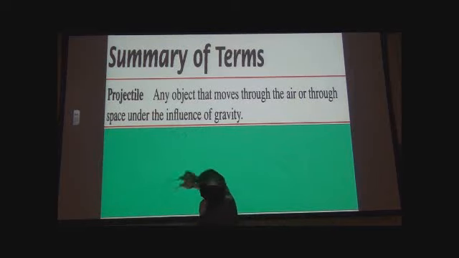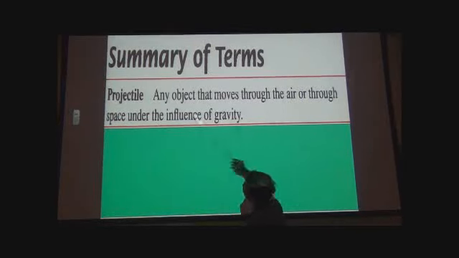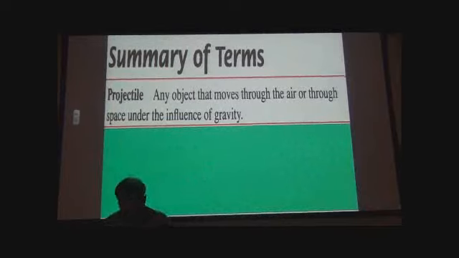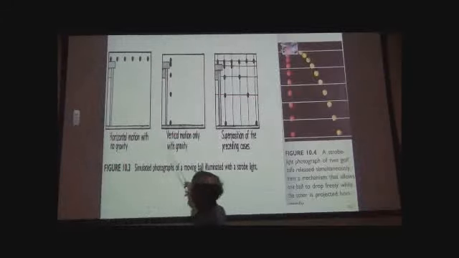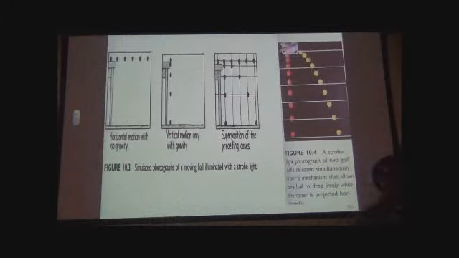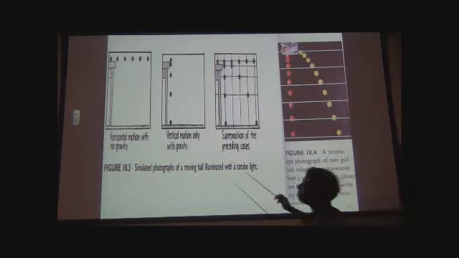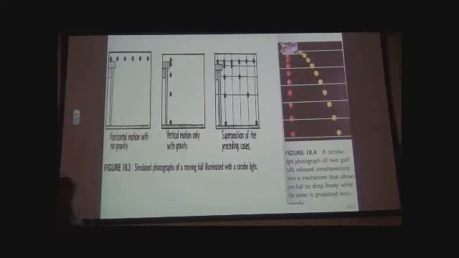So the projectile is the object traveling through air or through space under the influence of gravity, right? So projectile motion has a combination of x motion as well as y motion. So here, if we had a table, right? So here's a table. I have a ball that I roll along the table. The ball rolls along the table and then hits off the end of the table.